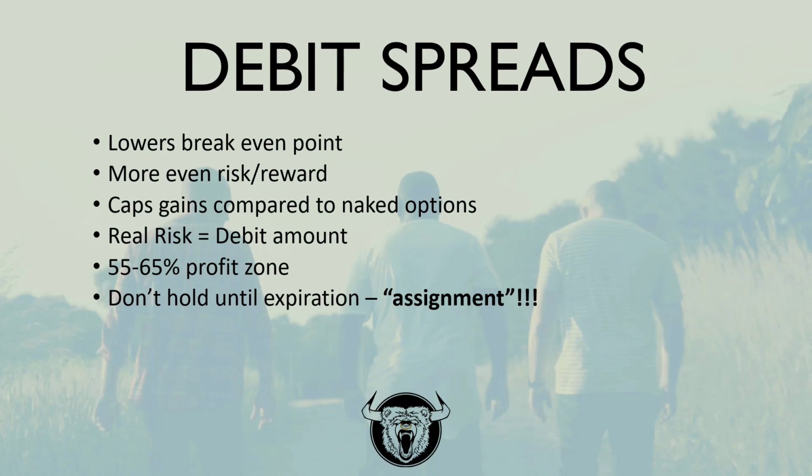If you are assigned and you do not have the money in your brokerage account, your broker will sell the shares for you because they don't want to be on the hook for something if you don't have the money. However, if you do have the money in your account and you're assigned, you will own those shares of the stock. So you could just sell it out to the market. So it's not as scary. But you don't want to hold because anything can happen to that stock. So it's best to take profits around 55 to 65% and do not hold your spread until expiration.